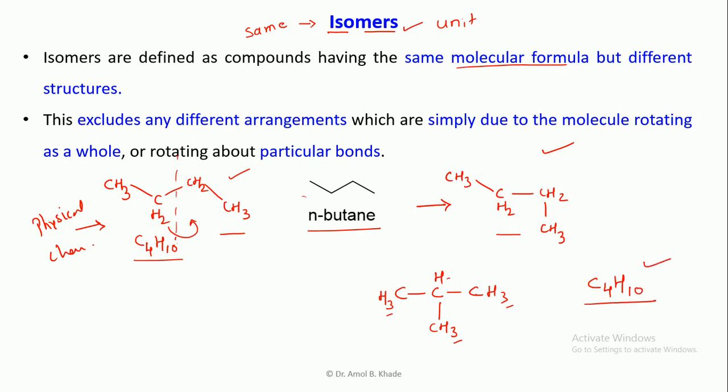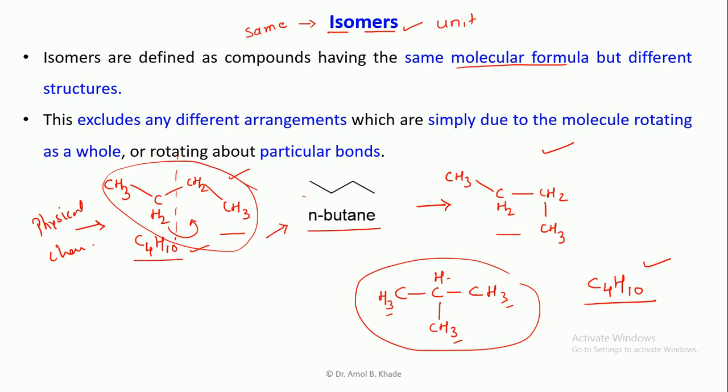So the molecular formula of these two structures remains the same, but the arrangement of the atoms in the structure is different. The physical and chemical properties of n-butane, arranged in a particular fashion, are totally different from this structure. Can you name this structure? This is your parent chain, and at carbon 2 you have a methyl.